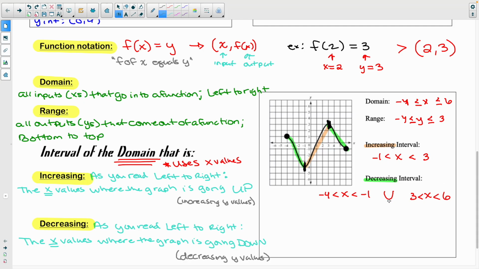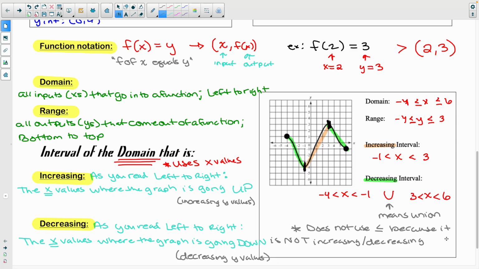Now again, I'm going to make a note of what this symbol was in the middle. This symbol means union, and it means that we have 2 different sections. I'm also going to make a note that our interval does not use the less than or equal to symbol because it is not increasing or decreasing where it turns.